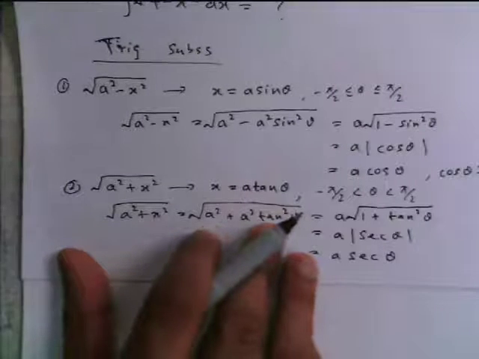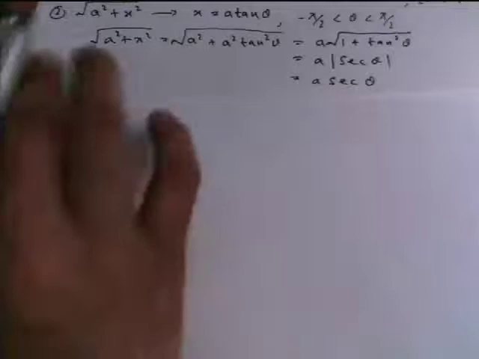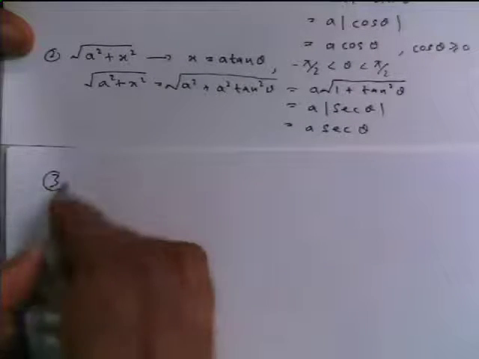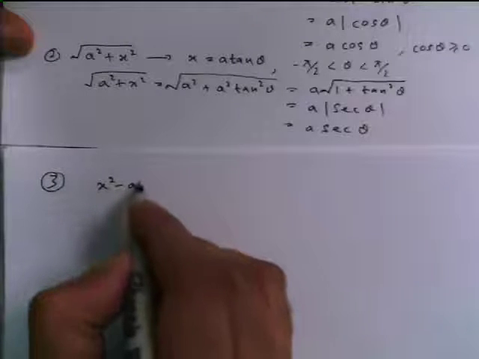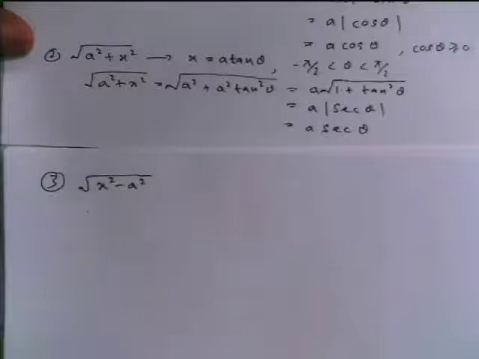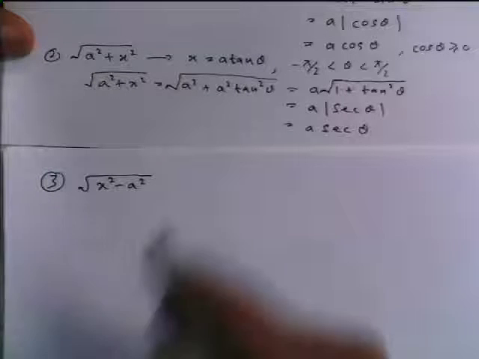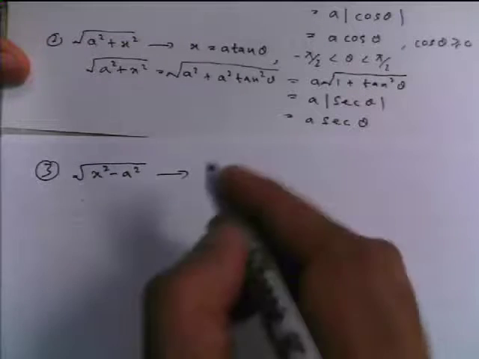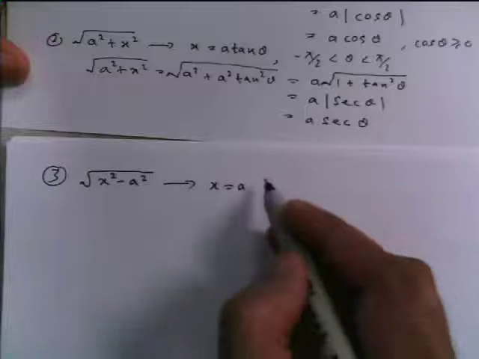The last one, we don't have much theory for this. So the third one, what if you have the square root of x squared minus a squared? If you get this kind of integral, you're going to substitute x equals a secant theta.